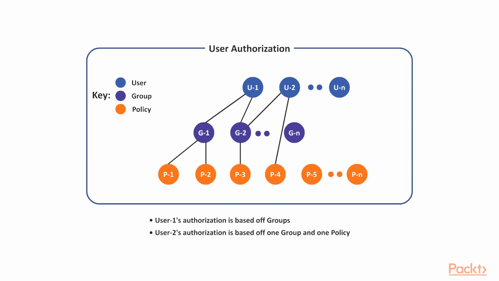If you recall, in the last demo, we created two users. Each user was associated with one group, and each group was associated with three policies. The key point is that user authorization is based off some arbitrary combination of groups and policies.